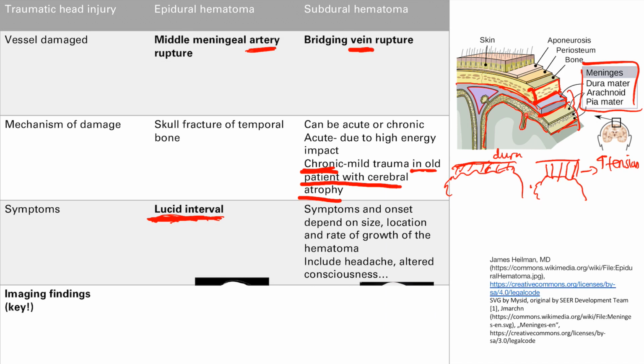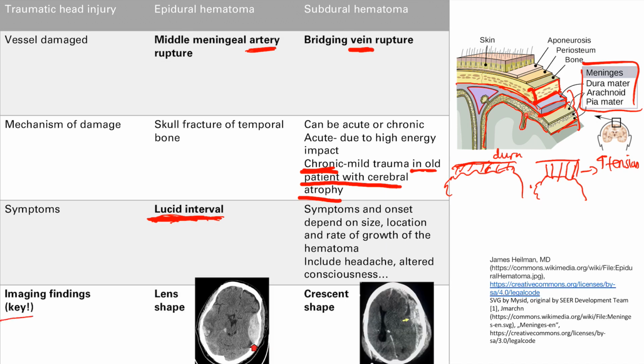It doesn't really tell you much. Headaches, altered consciousness, and then the imaging finding often will be key. You're going to get imaging on any of these patients. You're going to see this bleed, and then this one is a lens-shaped bleed. Okay, it's a lens. That's an epidural hematoma.